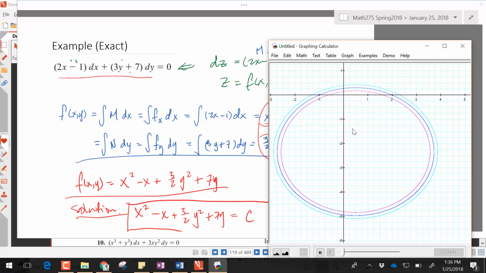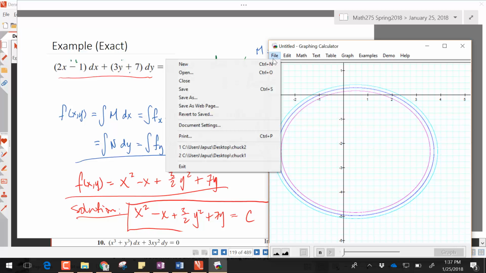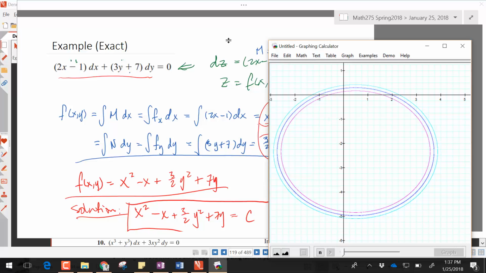Where is it? There it goes. Yeah, so it's not a function. So that's why it's defined implicitly. And you get a family of them. You would get a specific function if you're able to solve for that C, and you would be able to solve for that C if you have initial conditions.